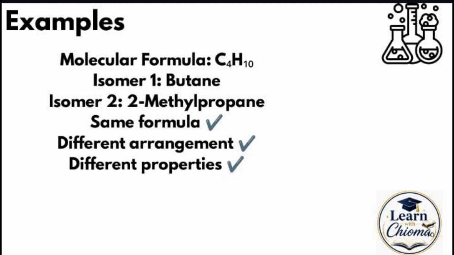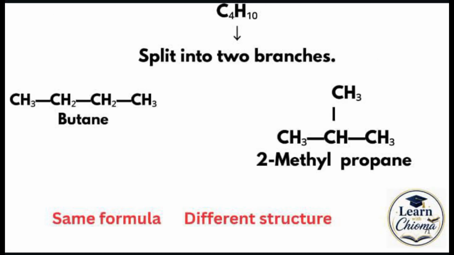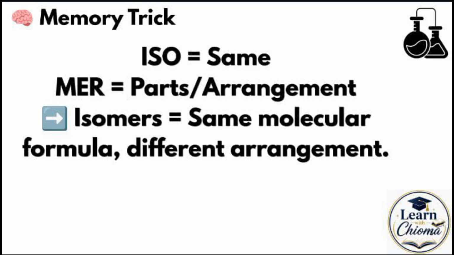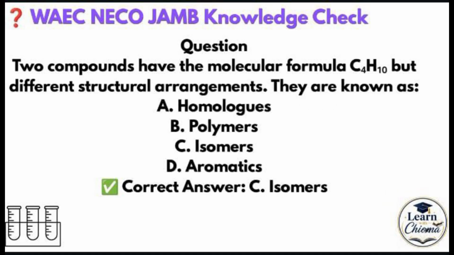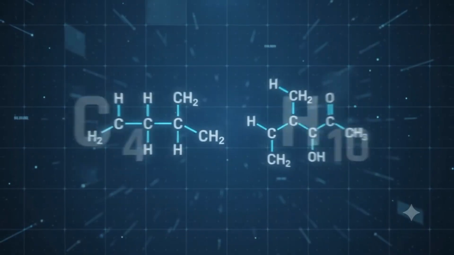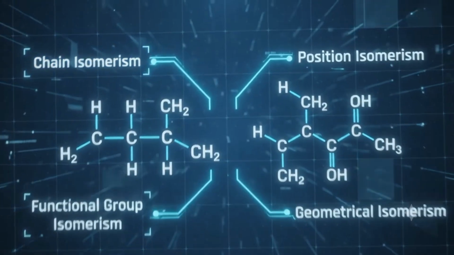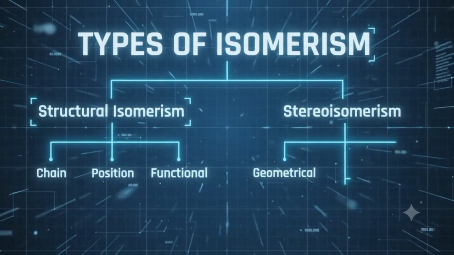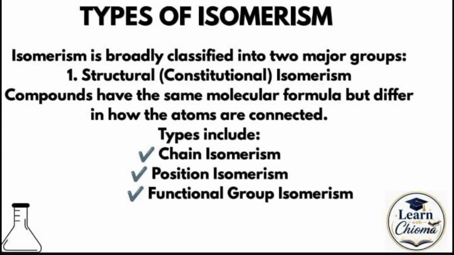Now that we understand what isomerism means, the next question is, are all isomers the same? The answer is no. Isomerism is divided into different types, each based on how the molecules differ. Let's explore the major types of isomerism. Butane, C4H10, splits into chain isomers.